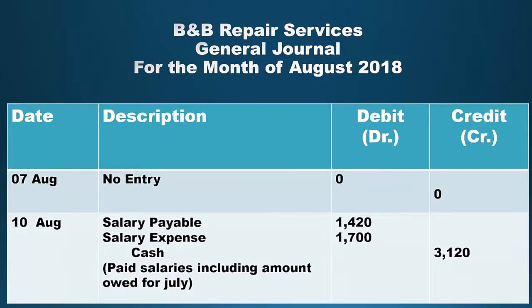Step 3. How do we record it? There's no entry to record for this. The narrative for this entry is no entry. Signed a contract to provide future services.